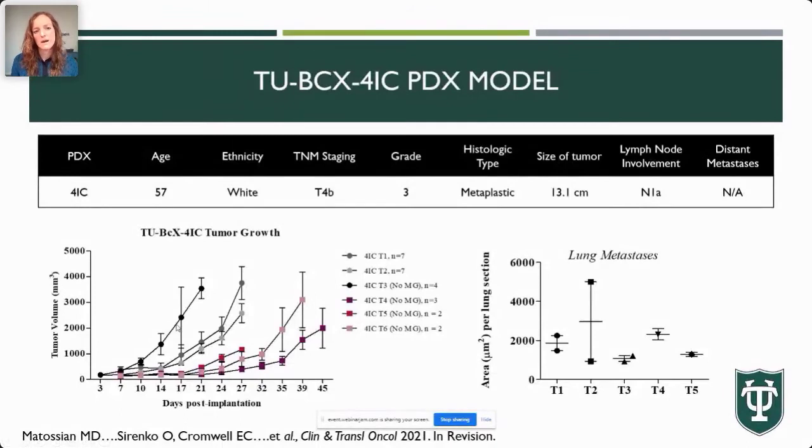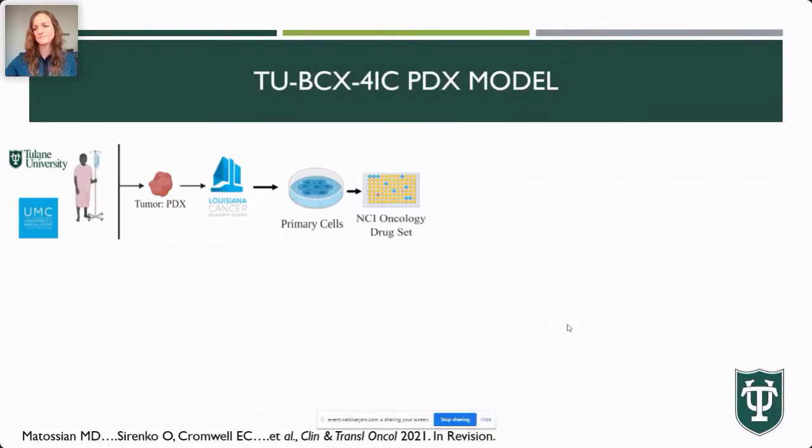So a very rapidly growing tumor, even in the absence of Matrigel, which is often used when you're implanting PDX models to propagate their growth. And then there was the presence of spontaneous metastasis throughout all serial transplantations of this tumor. So a very aggressive model.